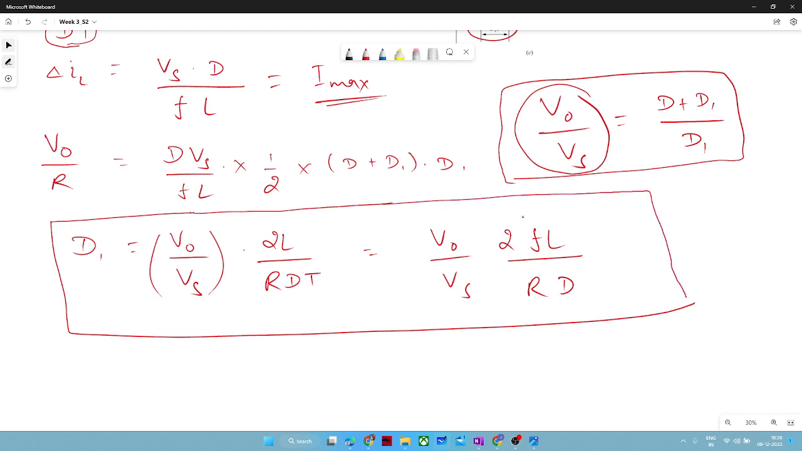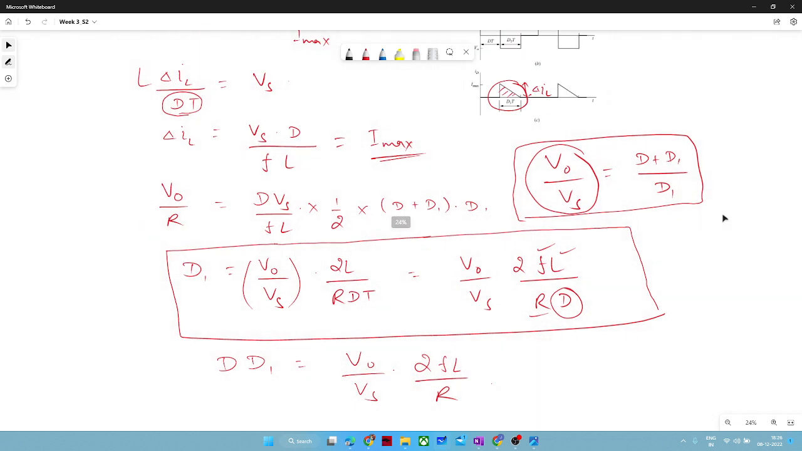Again, it will depend on f, L, R, and of course D. So here the value of L and f, if you increase, your D1 will increase, and simultaneously your D value will also get increased, because you can easily write it here, D1 is equal to V naught by Vs into 2fL by R. Okay, any doubt in this portion?